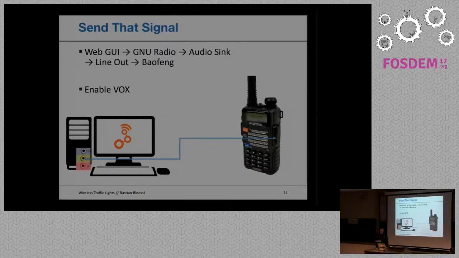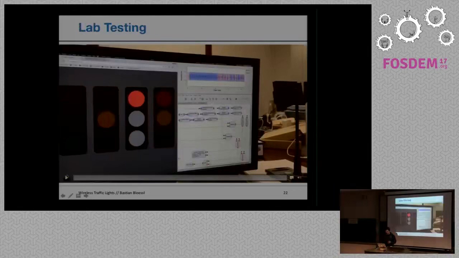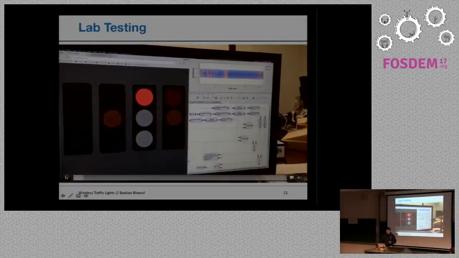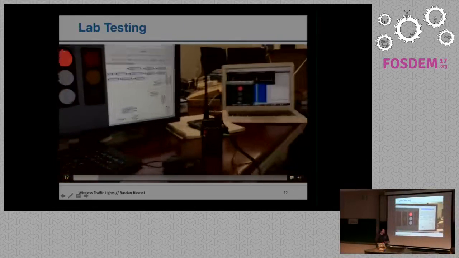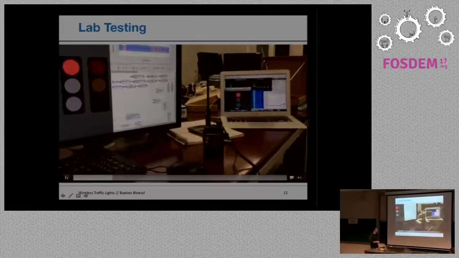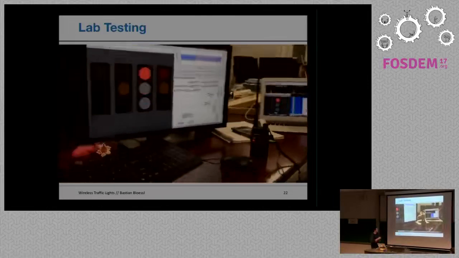Okay, so the thing is, if you enable VOX, I guess all the amateur radio people know it, you can switch between push to talk and having the radio just turn on whenever there is some signal. So I enabled VOX on the radio, connected it to the line in of the microphone, and yeah, there you basically have your transceiver. And I just have a very brief demo of the setup on my desk at university.